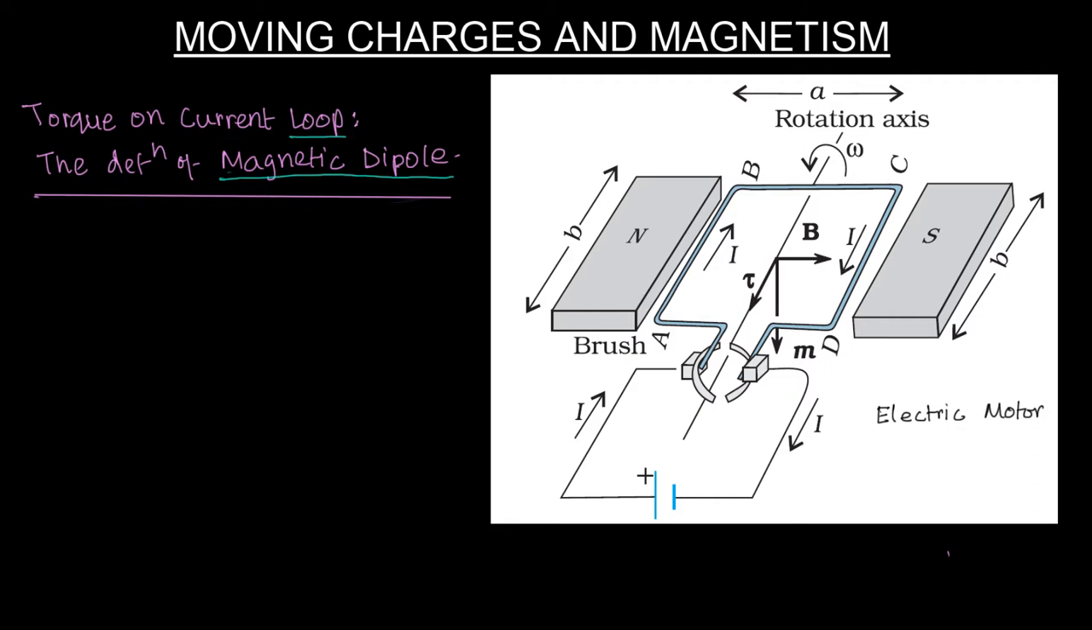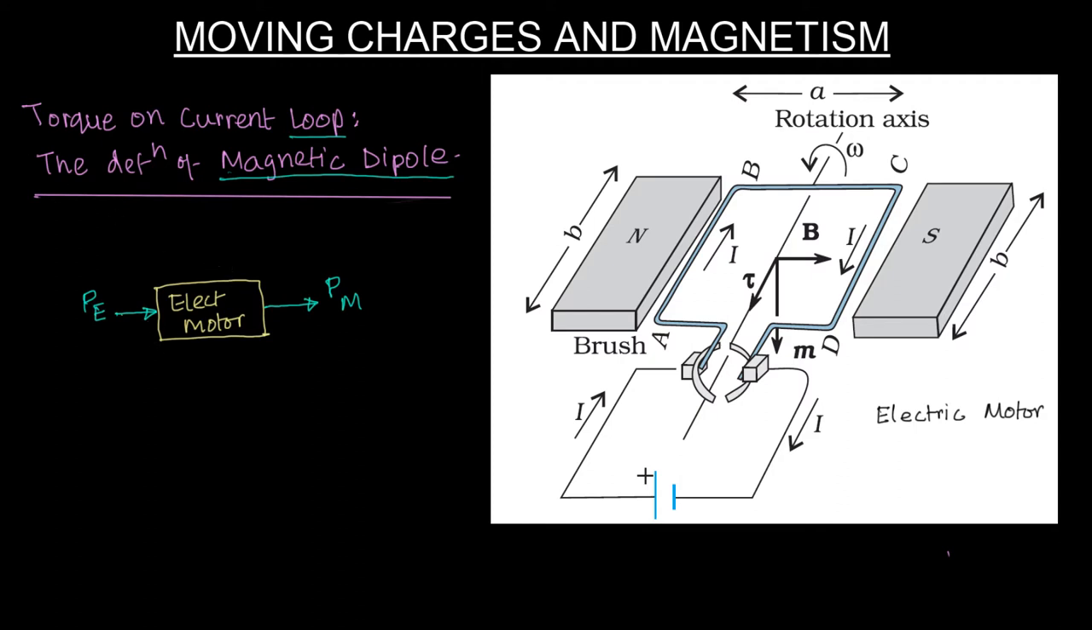Now, in an electric motor, what happens is the motor takes in an input of electrical energy or electrical power, and it gives out mechanical power. In contrast, a generator, had it been a generator, would have taken a mechanical power input and would have given you an electrical power output. Right? That's how these two differ.